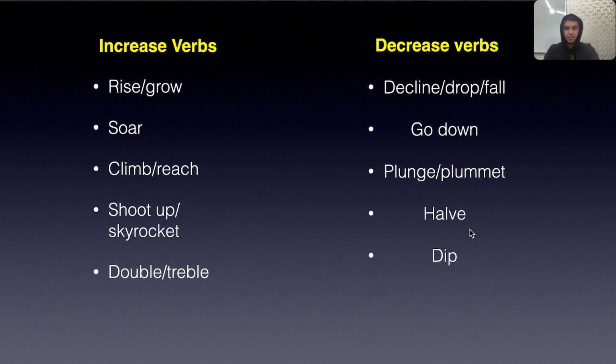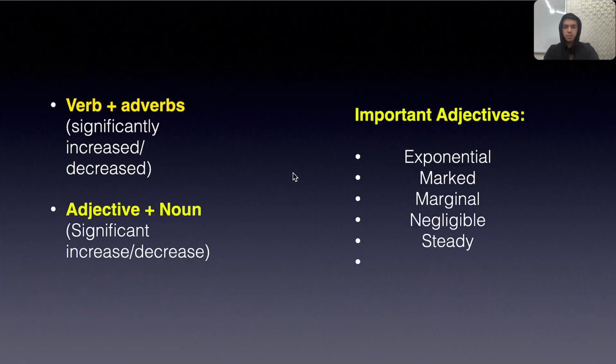Dip. This is another verb that means fall, okay? I think dip means to fall slightly, a marginal decrease. So next one, verb plus adverb, okay, significantly increased. It doesn't matter if you use adverbs first and then verbs second. It doesn't really matter if you say increase significantly or significantly increase. So adjective plus noun collocations: significant increase, significant decrease. You need to make sure to use them.